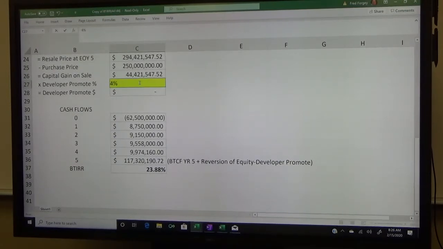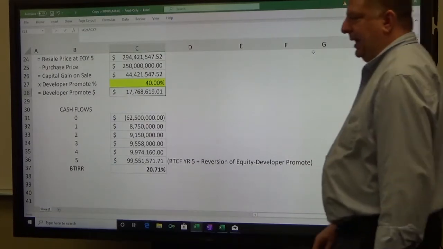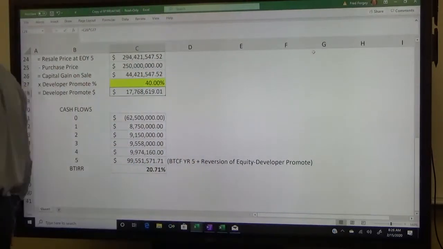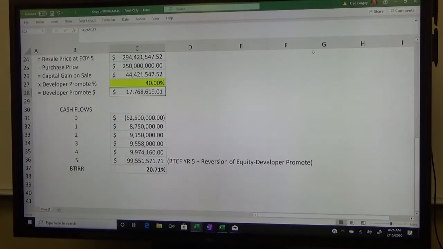So in this case, what we're saying is that the developer is going to receive 40% of the capital gain off of the sale of the property at the end of 5 years. So whatever fees the developer may be getting for that first 5 years, we're not really considering that. All we're considering is at the back end of this deal, the developer is not going to be inherently a partner in the deal.